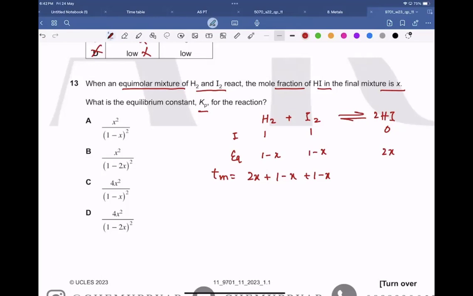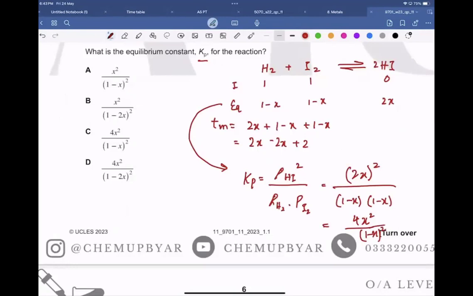So if you solve it, what will you get? 4x squared over 1 minus x whole squared. So 4x squared in the numerator. So it is the only one. So A, B, and D go wrong and C is the correct answer. Let me share it again.